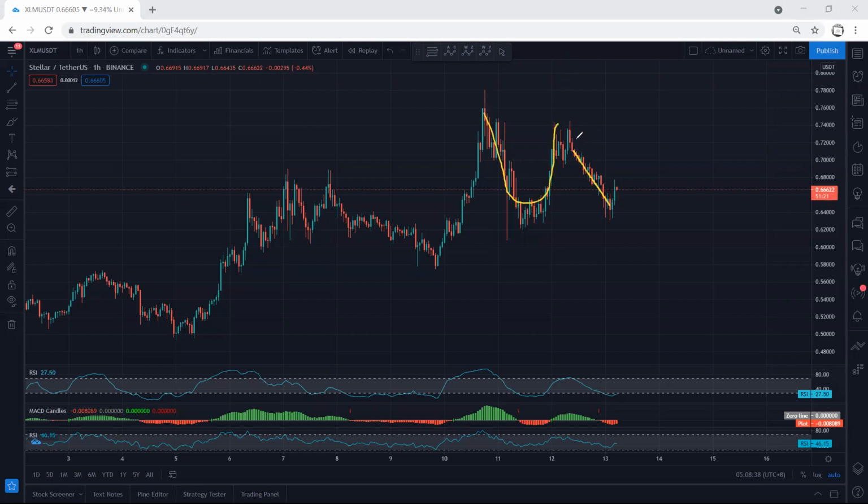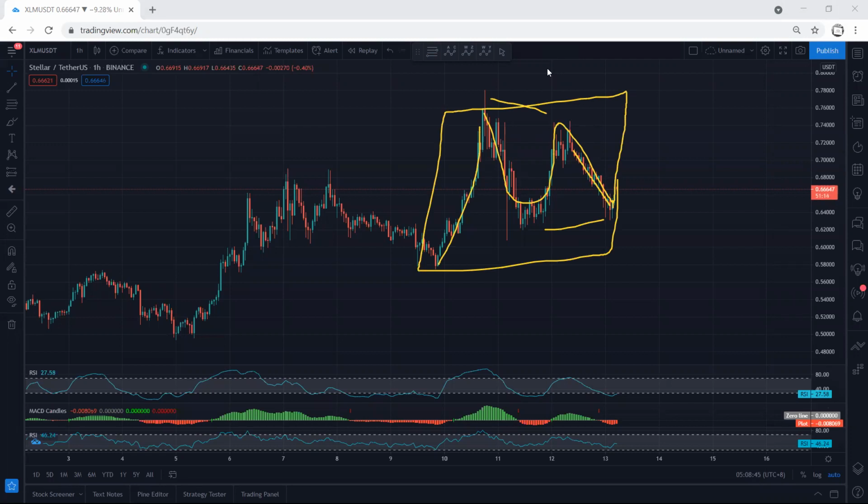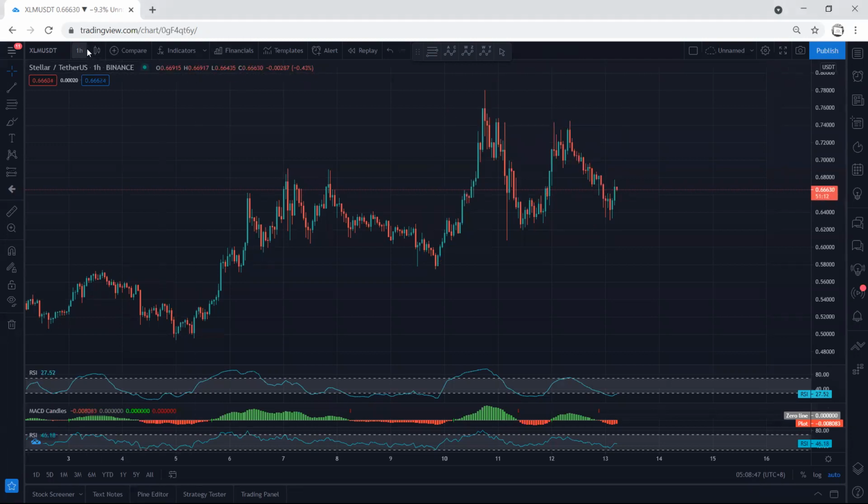All right, now can we put this one as a flat, relative to this for one move up, and this one turn to more complex correction? Anyway, we start with higher time frame.